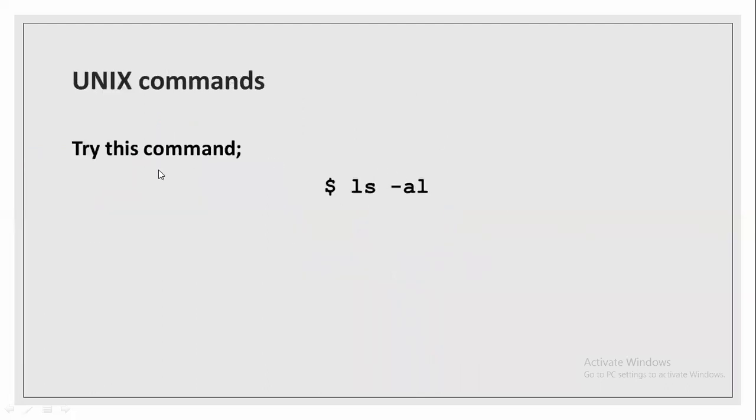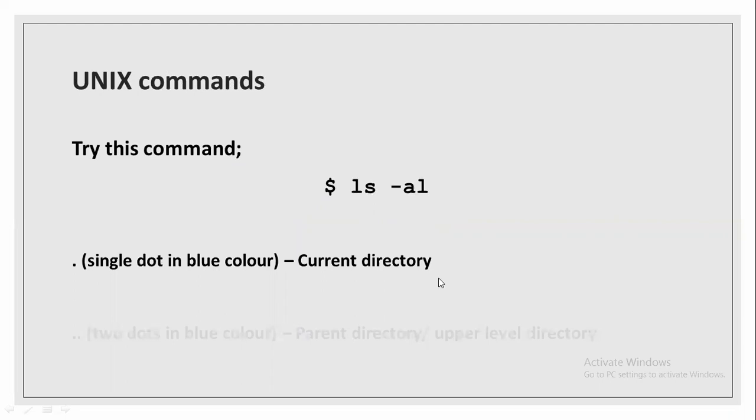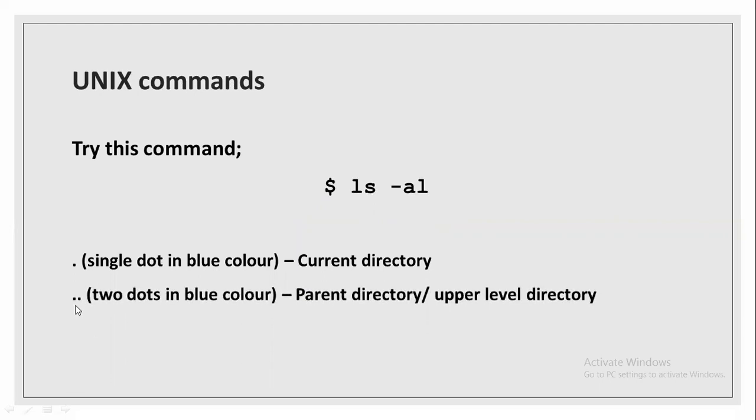So we try out this ls -al command. The single dot in blue color means that is the current directory. And then we have two dots in blue color, that is the parent directory or upper level directory of the current directory, right? So this denotes the parent directory of the currently working directory.